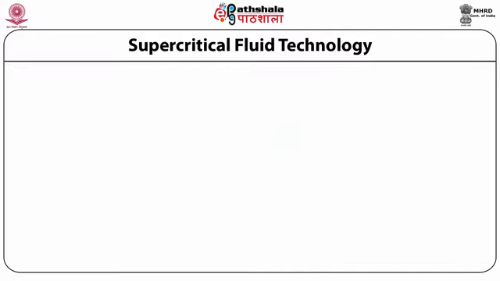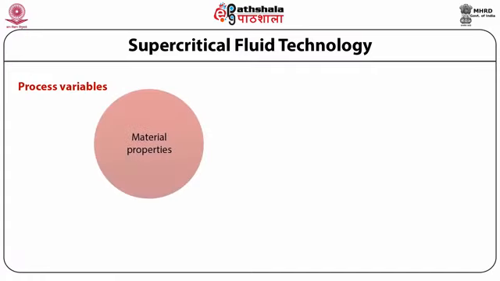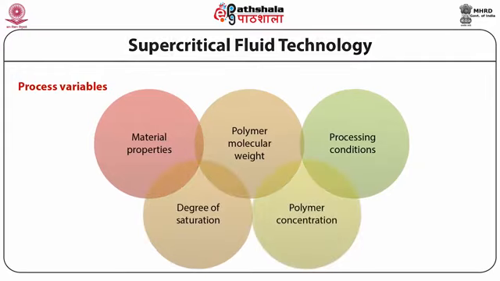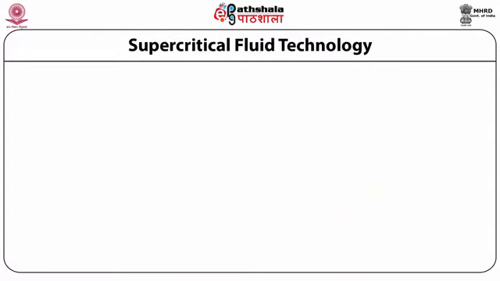Now, let us see the various variables which affect the RESS technique, that is rapid expansion of supercritical solution. The first variable is properties of material, second the molecular weight of polymer, third processing conditions such as temperature and pressure, then degree of saturation, and concentration of polymer.